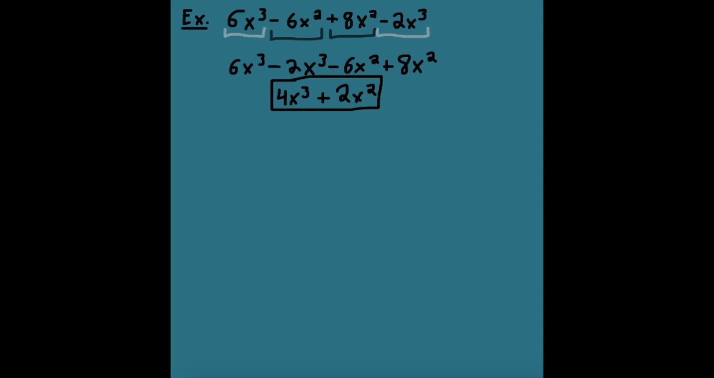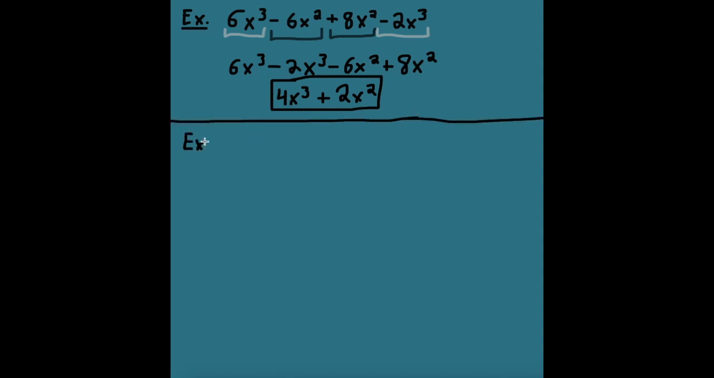Keep in mind that we cannot add or subtract x's to a different exponent. We cannot add or simplify 4x cubed plus 2x squared any further, since one is raised to the power of 3 and the other is raised to the power of 2.